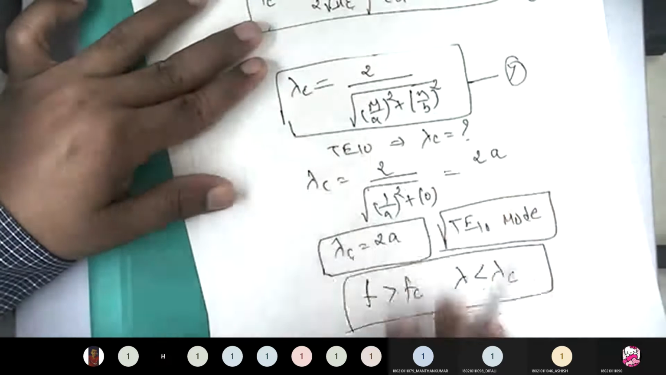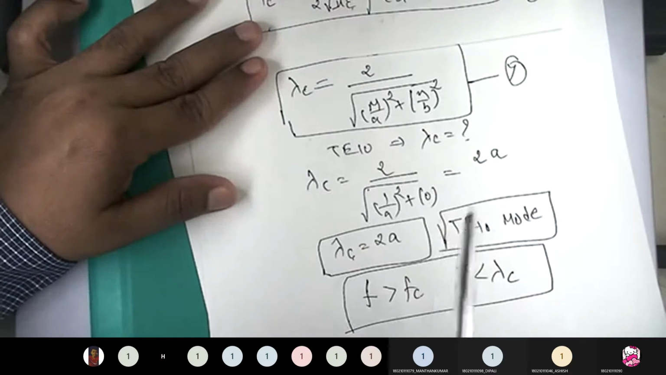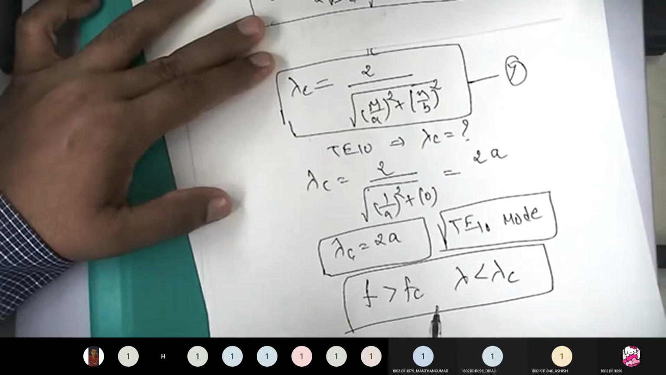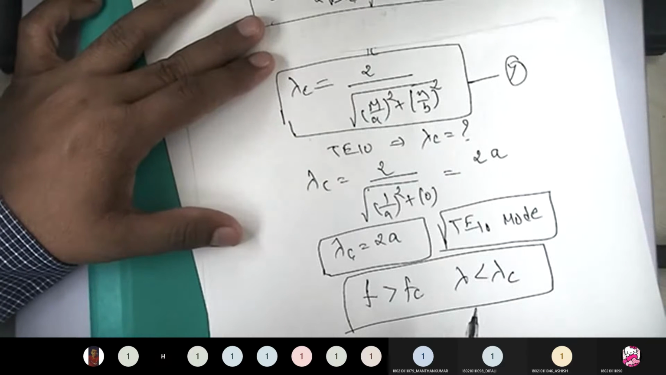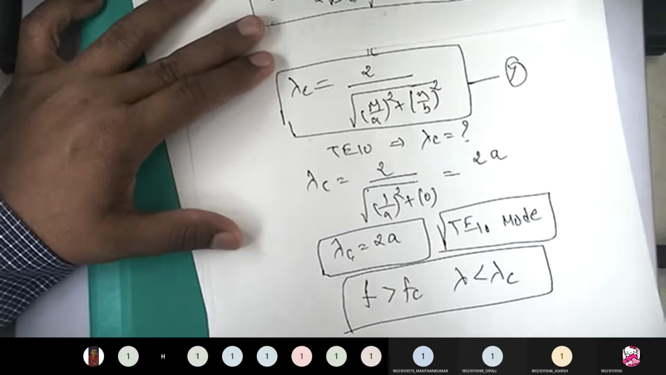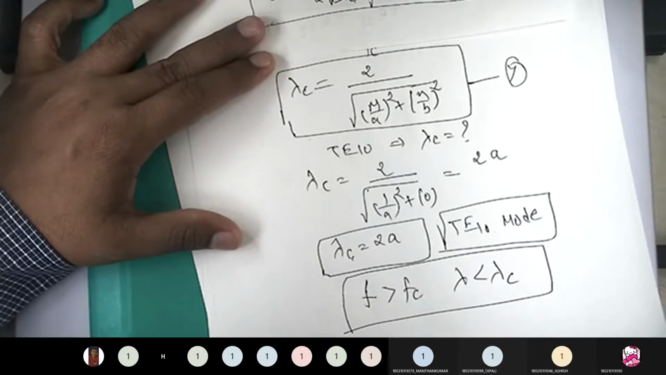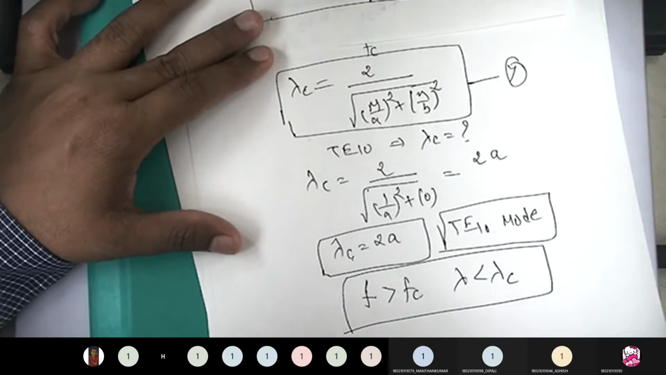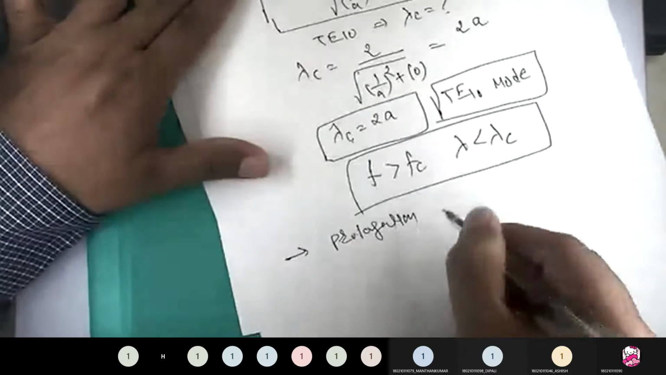So for that case, we should have an idea about this fc and lambda c. This is the cutoff frequency and the cutoff wavelength. With this, I will now give you the other point, and that is the propagation constant. Last time we have seen it, but let me once again write down the propagation constant.